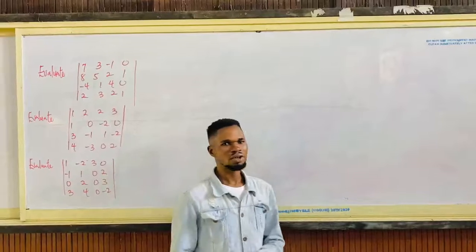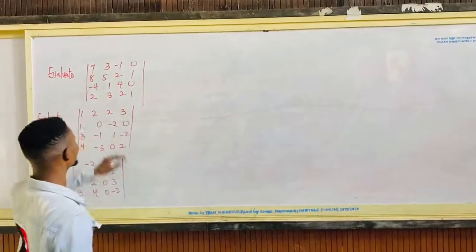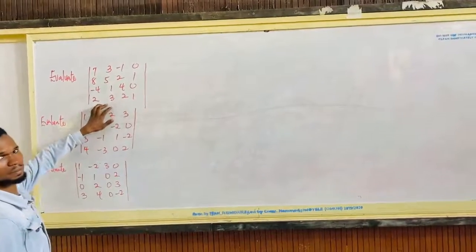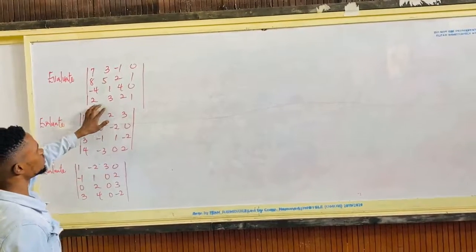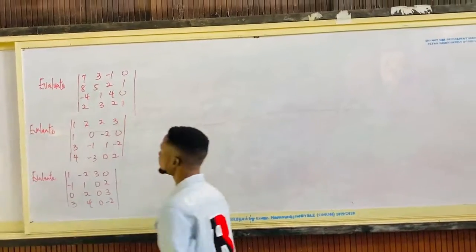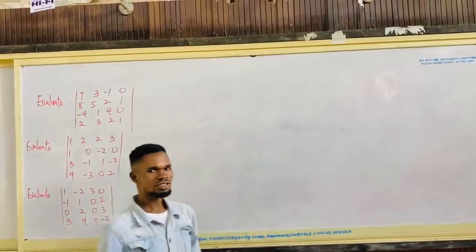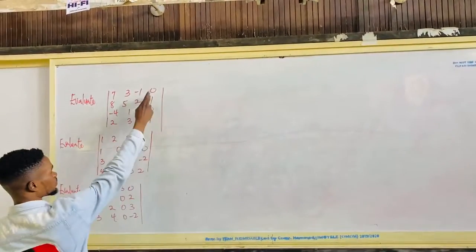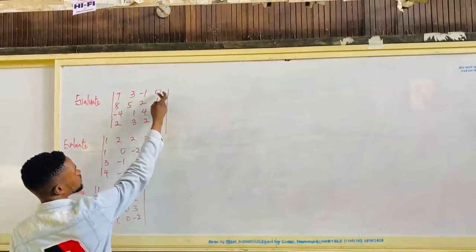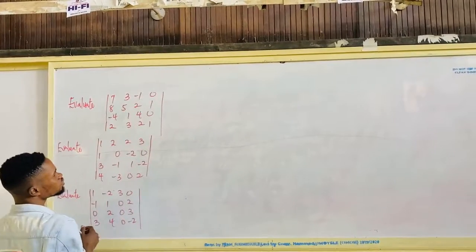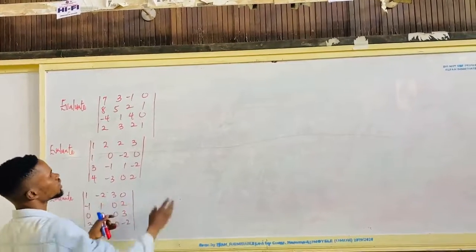Hi guys, how do you evaluate the determinant of a 4 by 4 matrix? If you want to evaluate the determinant of a 4 by 4 matrix, just try to, this is 4 by 4. Now we have 4 values here, 1, 2, 3, 4. Just try to have 3 zeros here out of 4.